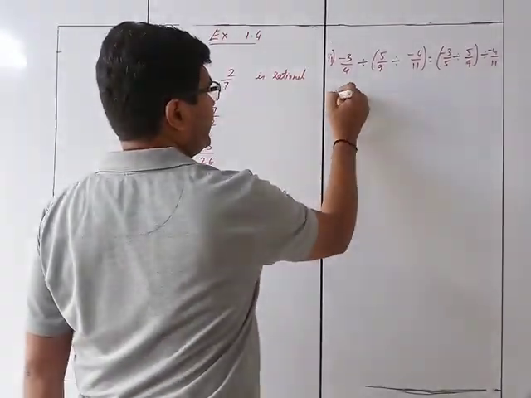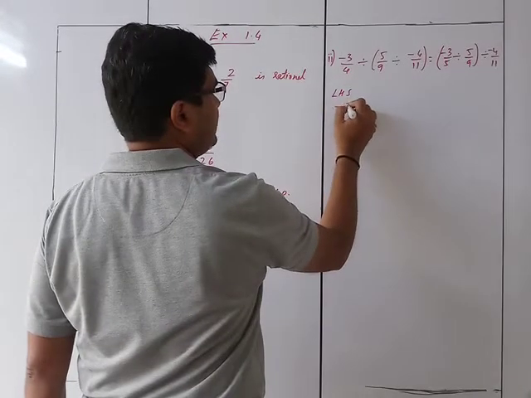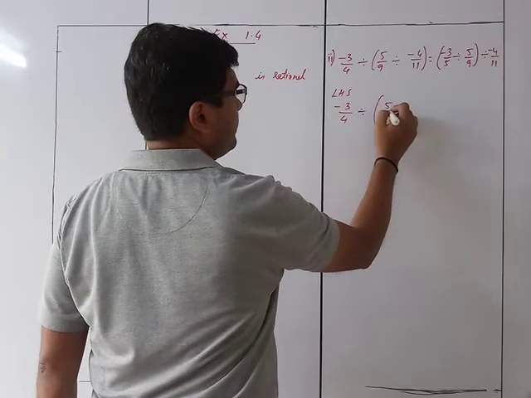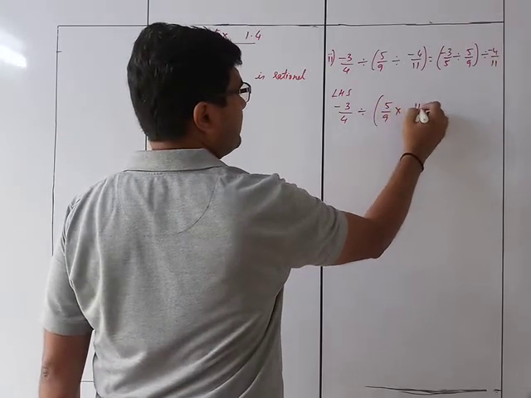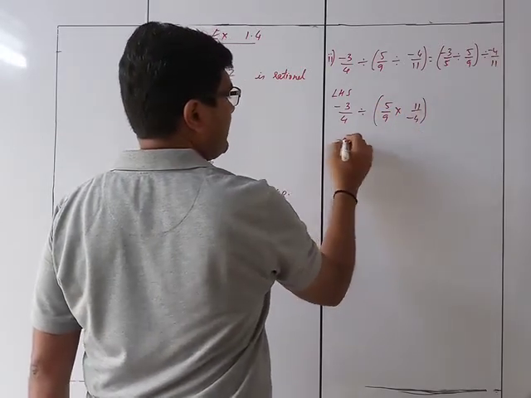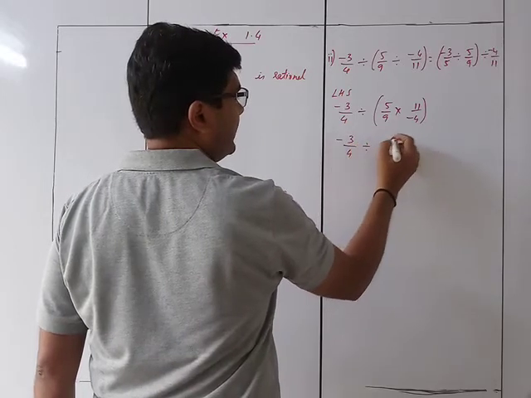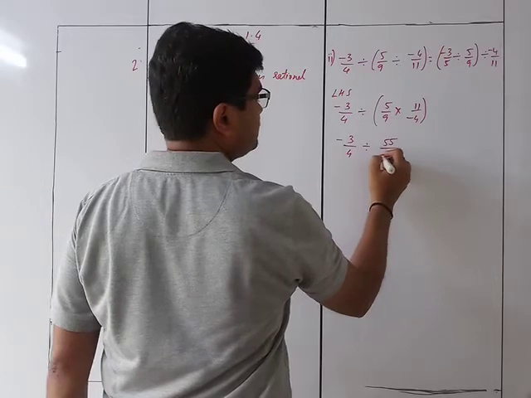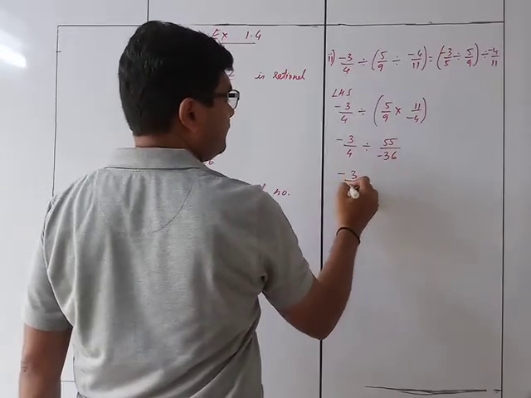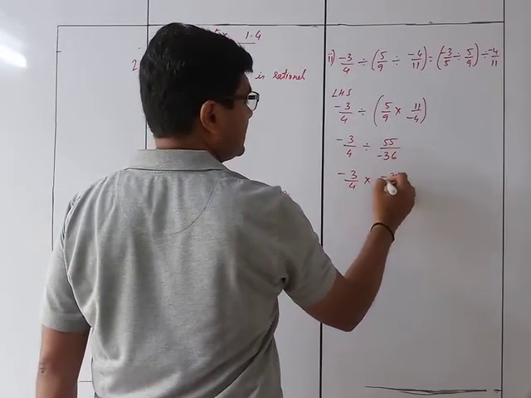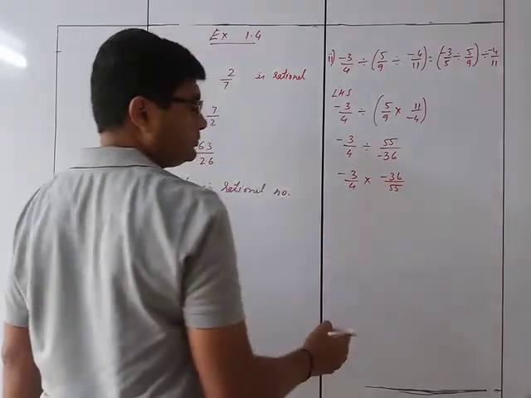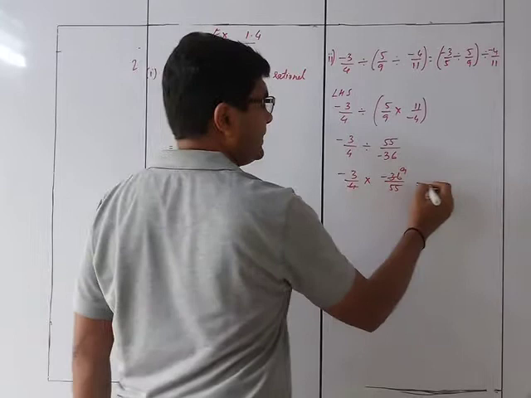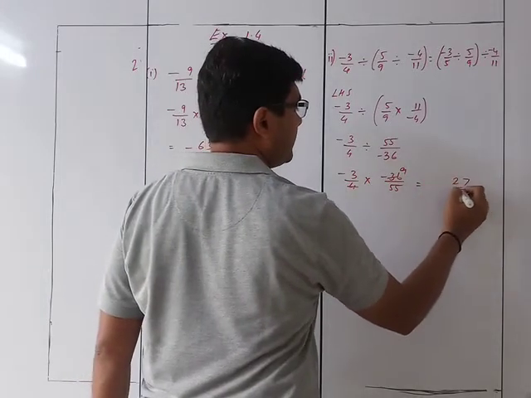So first of all, we'll take the LHS. We get minus 3 upon 4 divided by, now first the brackets have to be opened, 5 upon 9 into 11 upon minus 4. So that will be minus 3 upon 4 divided by minus 55 upon 36. So this will be minus 3 upon 4 into minus 36 upon 55. So this will be 9s are. Minus into minus is plus, so it is 27 upon 55.